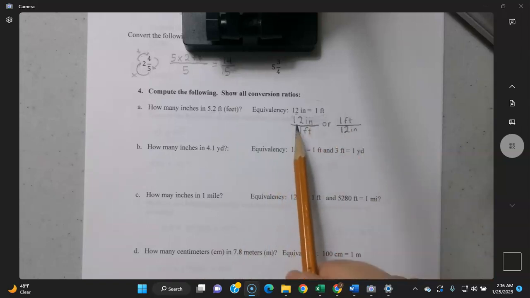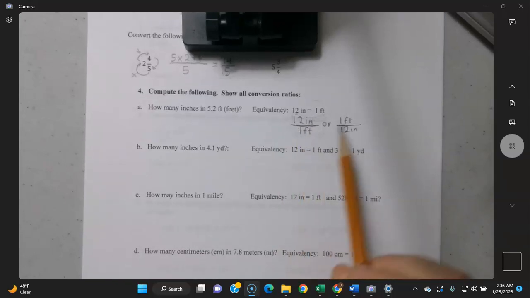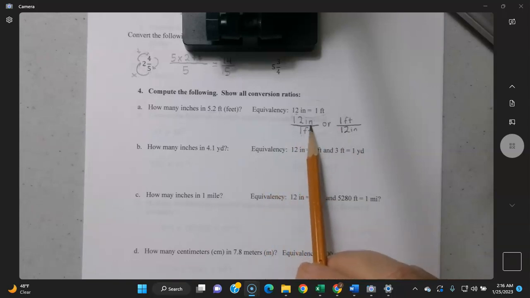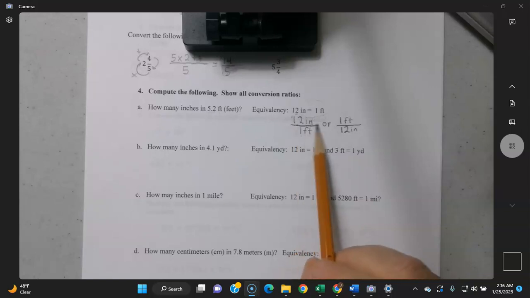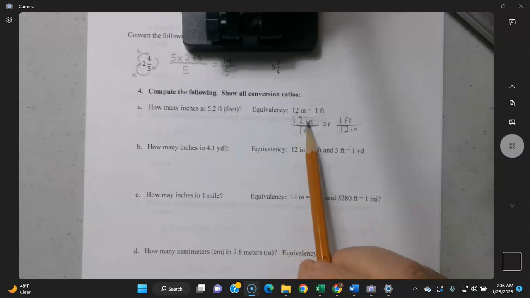At first you might look at this and say, wait a minute, I know in math, 12 over 1 is not the same as 1 over 12. The difference is you actually have units giving them the meaning. This is called a number. This, 12 inches, is called a value. So as long as you have a value relationship, 12 inches, 1 foot, you can do this.